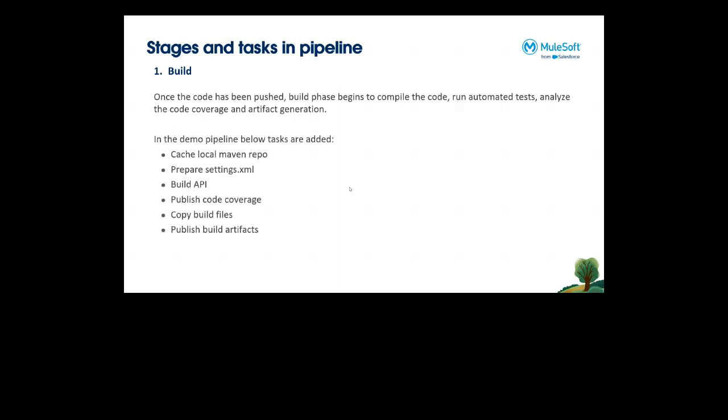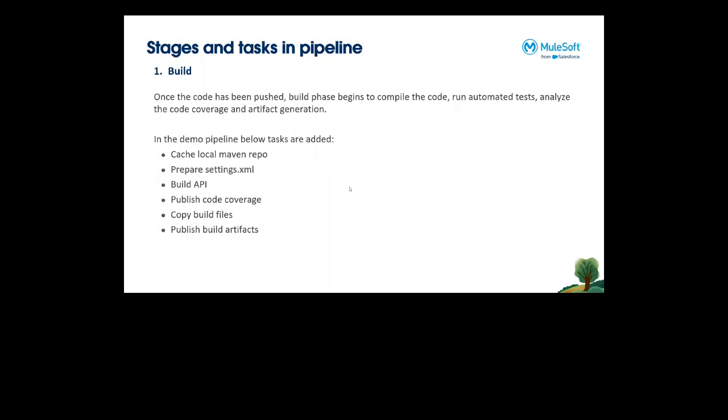As in the demo pipeline that we have, following are the tasks. So we have the cache Maven repo. Whatever dependencies and repositories we have in our pom.xml, we will cache those, so in the next runs those can be used and this process could be faster. Prepare settings.xml. With every run, we are preparing the settings.xml. In the settings.xml, we will add the servers to add our Anypoint Platform password and username.